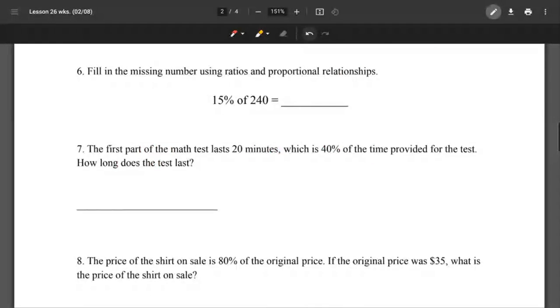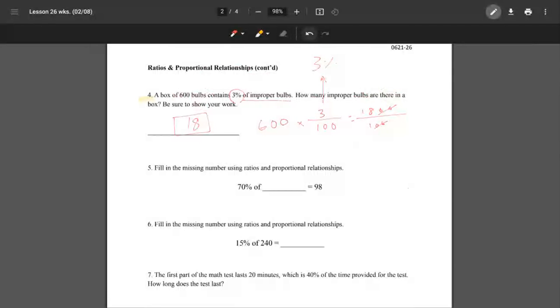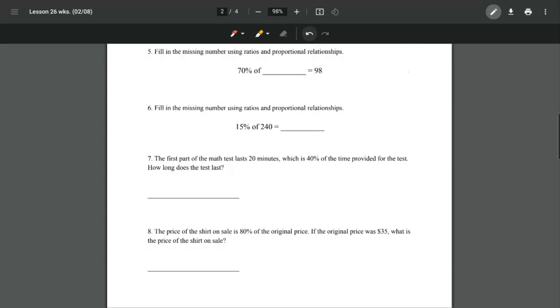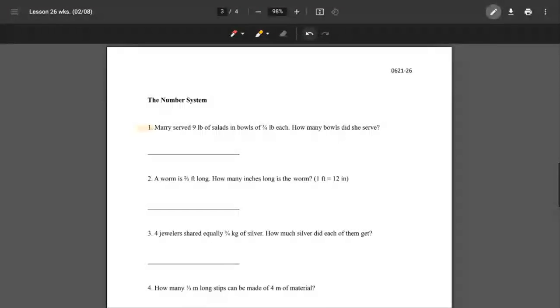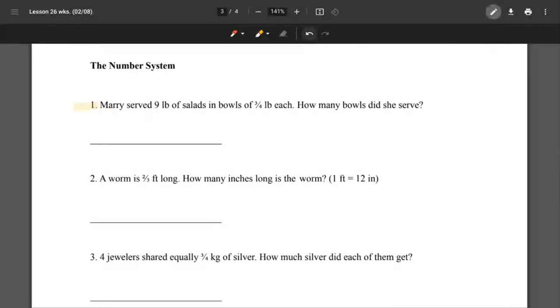Okay, so that's it for ratios and proportional relationship questions. Finish the rest of the questions, and then let's move on to the number system. So number 1, Mary served 9 pounds of salad in bowls of 3 over 4 pounds each. How many bowls did she serve?